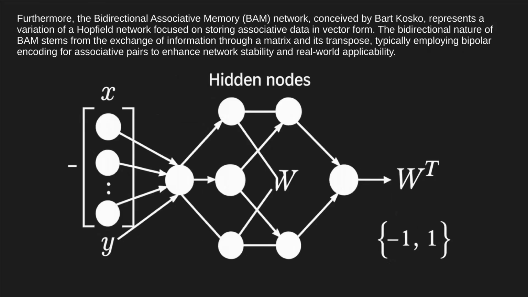Furthermore, the bidirectional associative memory, BAM, network, conceived by Bart Kosko, represents a variation of a Hopfield network focused on storing associative data in vector form. The bidirectional nature of BAM stems from the exchange of information through a matrix and its transpose, typically employing bipolar encoding for associative pairs to enhance network stability and real-world applicability.